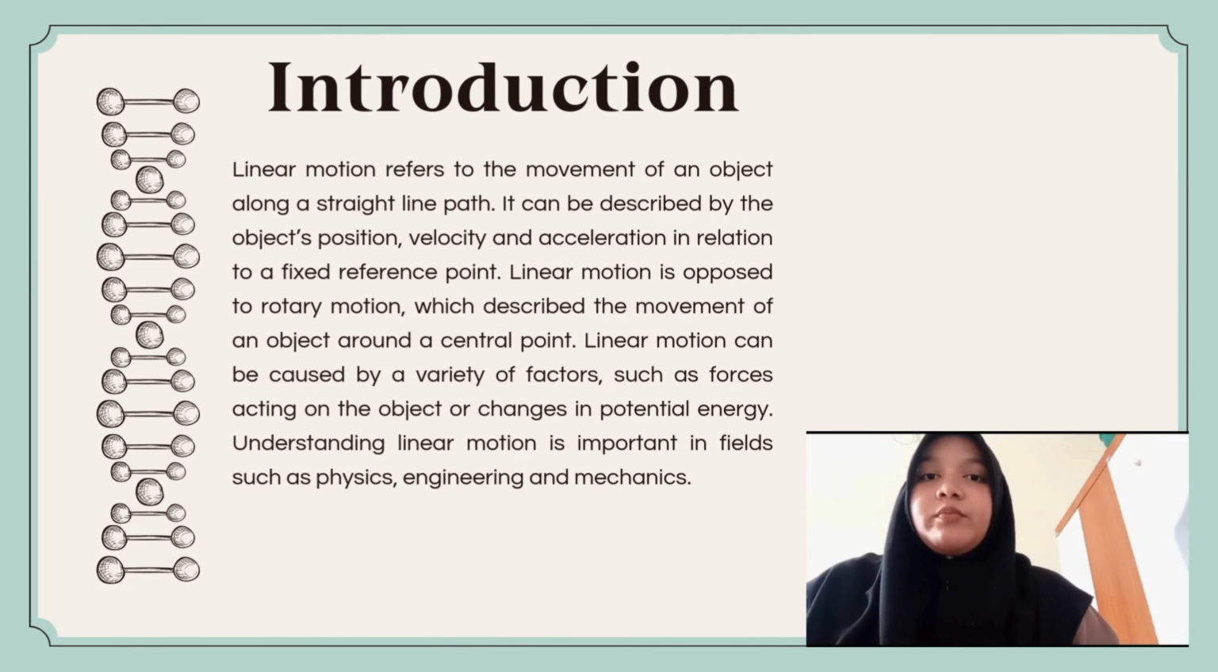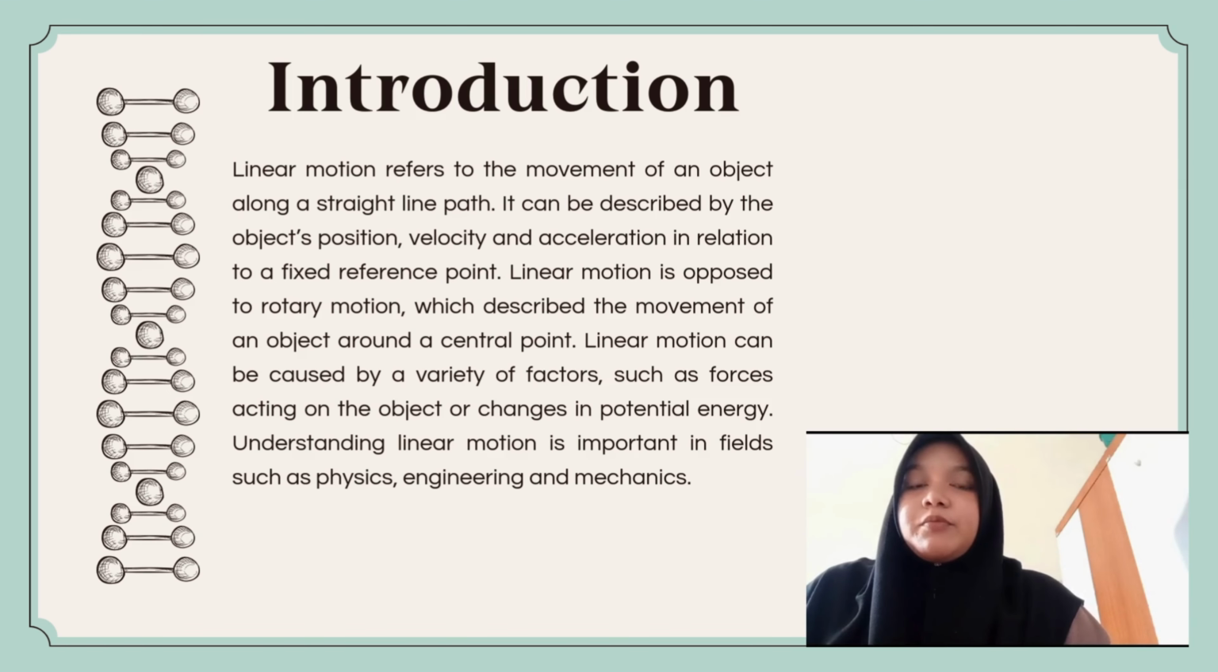Linear motion refers to the movement of an object along a straight line path. It can be described by the object's position, velocity, and acceleration in relation to a fixed reference point. Linear motion is opposed to rotary motion, which describes the movement of an object around a central point. Linear motion can be caused by a variety of factors, such as forces acting on the object or changes in potential energy. Understanding linear motion is important in fields such as physics, engineering, and mechanics.